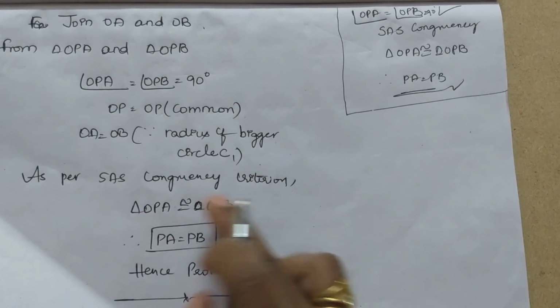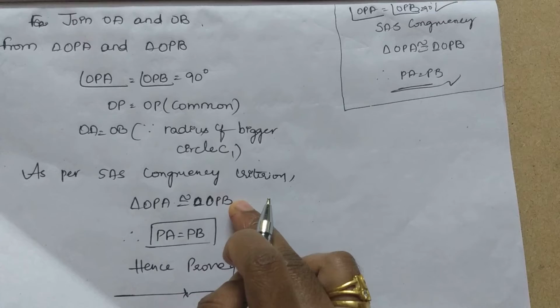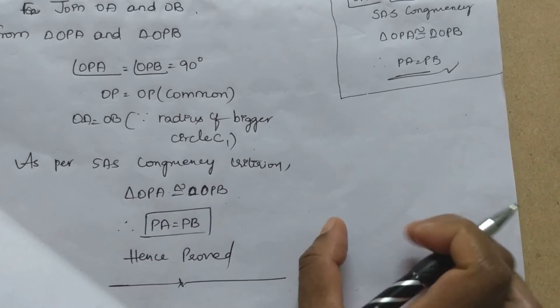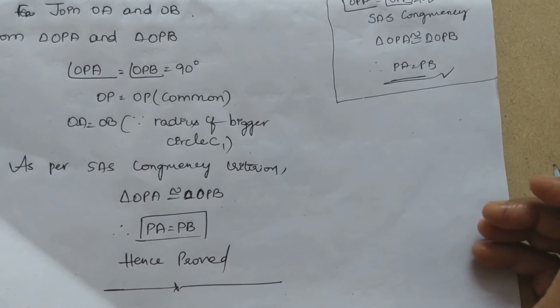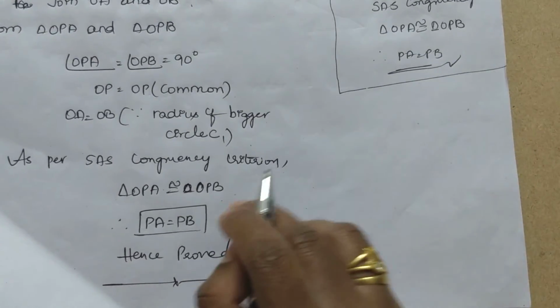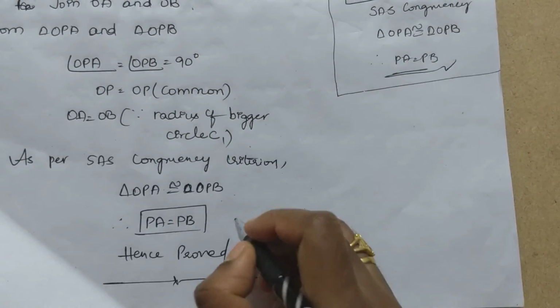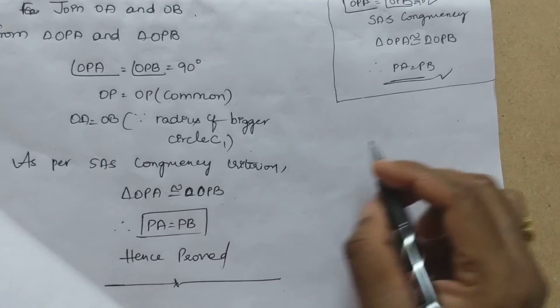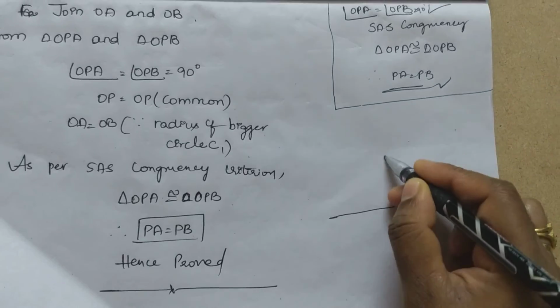Therefore, if the two triangles are congruent to each other, it means that their corresponding sides are equal and their corresponding angles are equal. So that is the meaning of congruency. From the congruency, I have taken that PA equals PB. Clear? So let me draw the two triangles here.